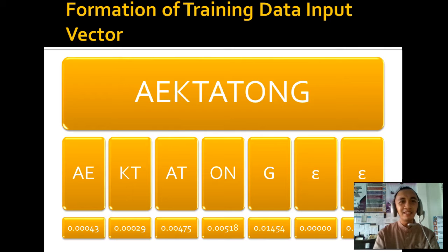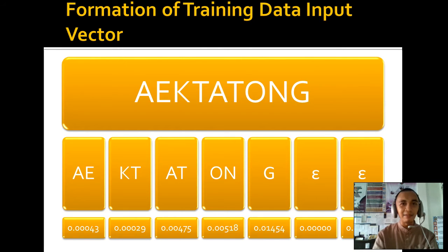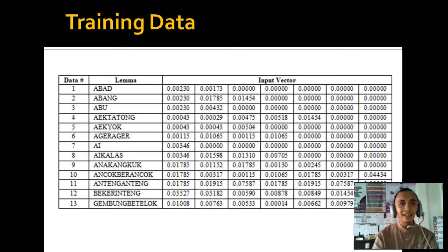The next step is formation of training data input vector. For example, here I would like to formation the Aitatong. I will split it into several blocks of 2 characters each. Yeah, so 2 characters each of block, and then the block is given a numeric value. The numeric value is got from this table named substring frequency table. So this number are then divided with sum of this number, so that we can get a decimal value. This here is the training data.